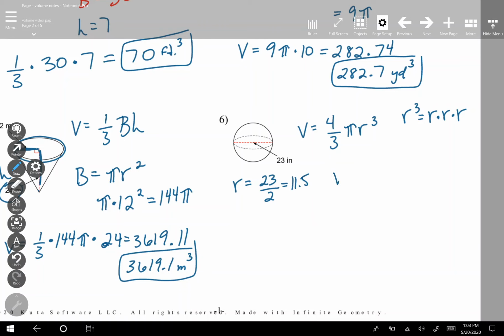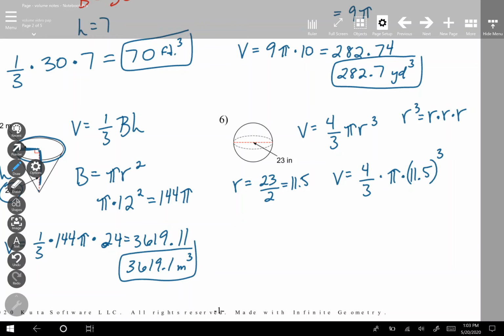So we just plug in here. Volume equals 4/3 times pi times 11.5. And make sure you put that 11.5 in parentheses and then cube it. Okay, and now I'm telling you exactly what I'm typing in the calculator on my phone.